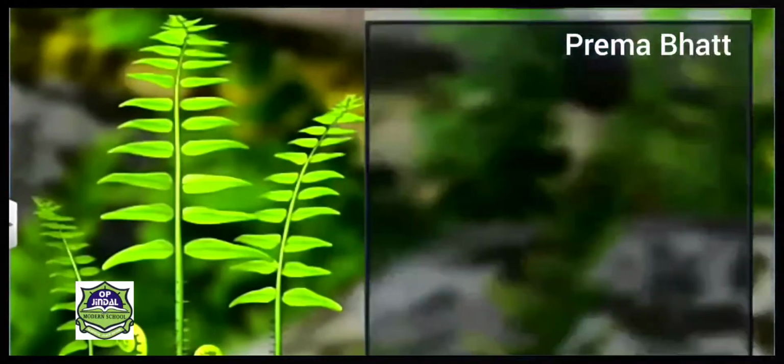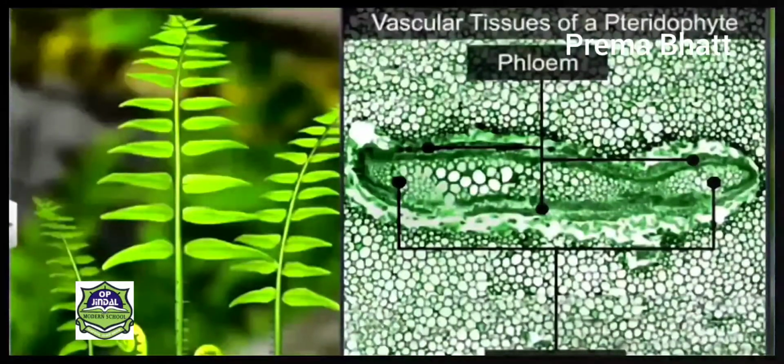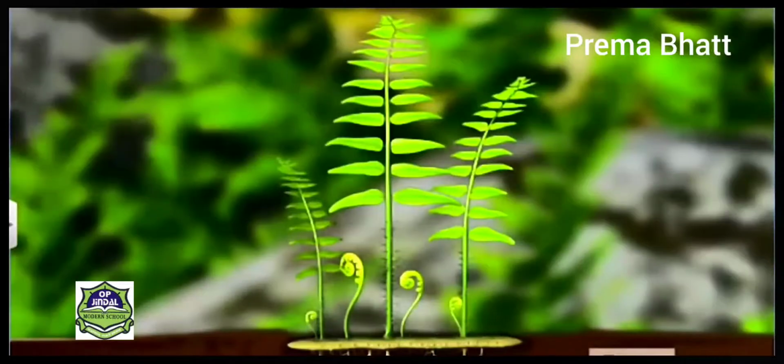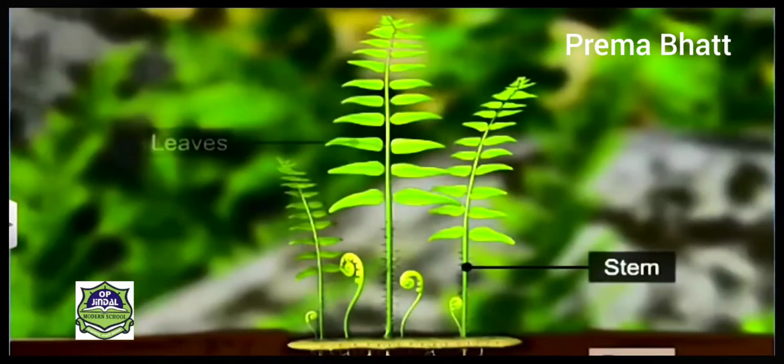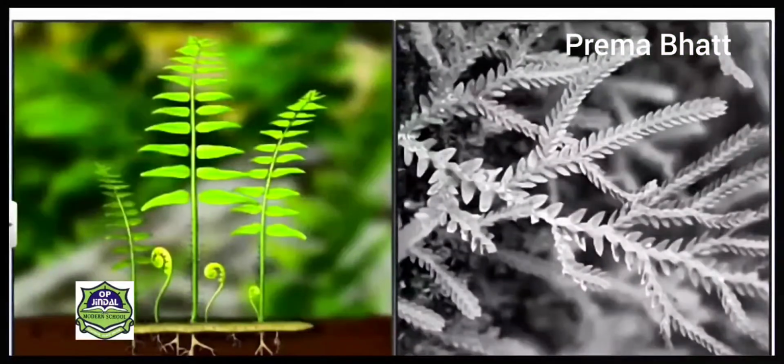So pteridophyta are the first vascular plants. They have well developed xylem and phloem. Do you know, algae and bryophytes do not have any vascular tissues, and they are the first plants which have well developed body parts.